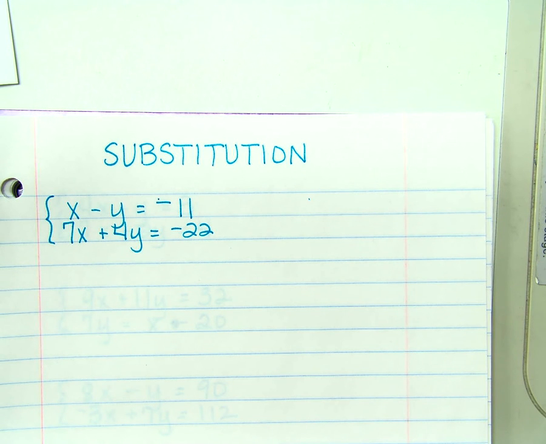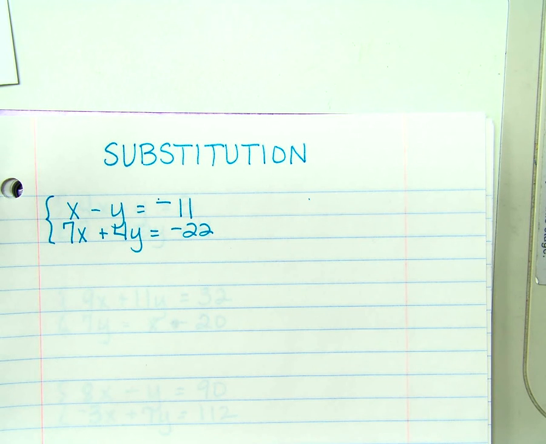For example, this one that you see. X minus y equals negative 11, and 7x plus 4y equals negative 22. Yeah, the first one we could subtract x from both sides and divide everything by negative 1, and that's nice, easy, y equals something, right? But the second equation here, we'd have to subtract 7x from both sides and then divide everything by 4. That would be 7 over 4 is my slope and 22 over 4 for my y-intercept. Ick.